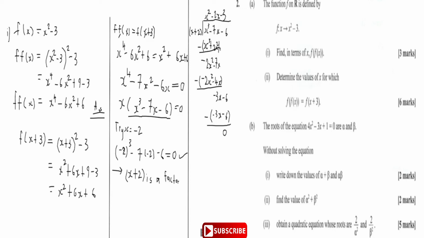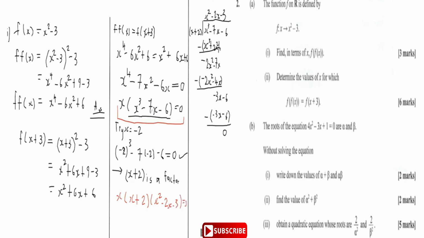That means that this function, f of x, is going to reduce to, picking up from right here, this equation can be reduced to x times x plus 2 times the quadratic x squared minus 2x minus 3 is equal to 0. That's what that reduces to.